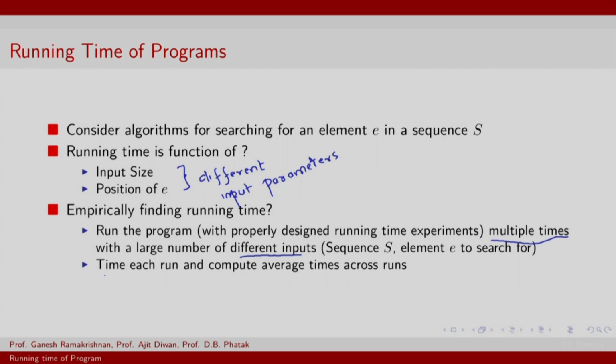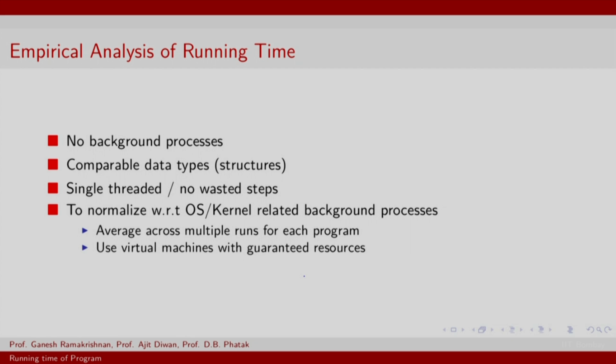For every run, you will need to compute the time to run, the wall clock time, and also compute average times across runs. Now, the moment I say wall clock time, you should be bothered about other intervening factors. So, to do the empirical analysis of running time, you need to eliminate, or more generally normalize, all extraneous factors. Now what are the extraneous factors?